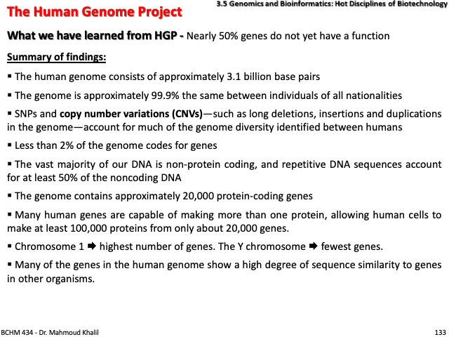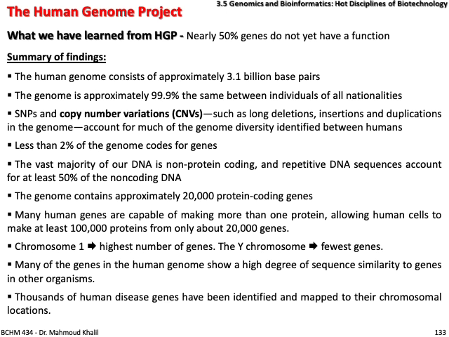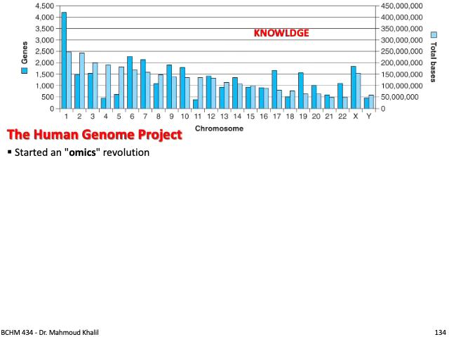Many of the genes in the human genome show a high degree of sequence similarity to genes in other organisms. Thousands of human genes have been identified and mapped to their chromosomal location. The top figure is for knowledge. You can see on the x-axis the number of chromosomes, and on the left y-axis the number of genes it contains. On the right y-axis you can see the number of base pairs it contains.